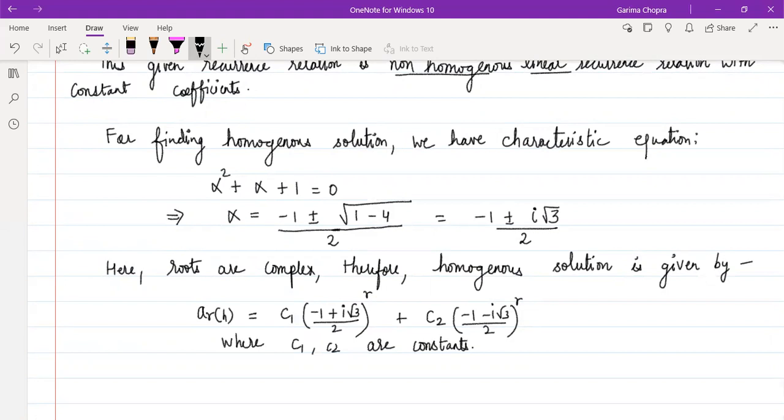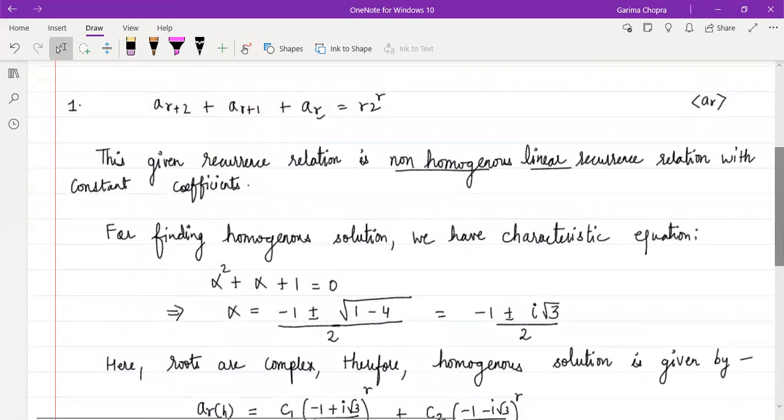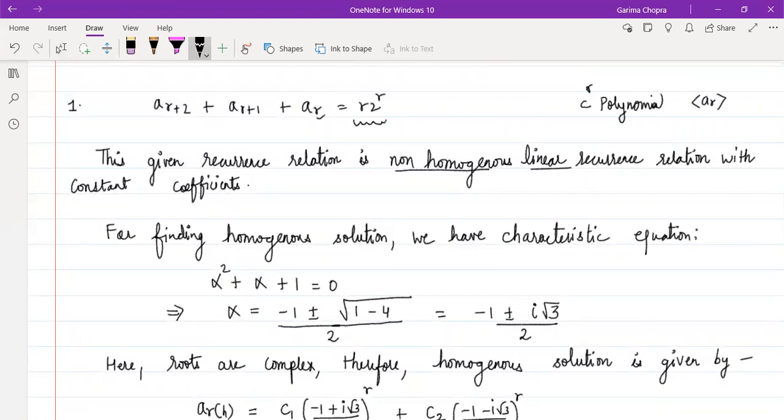Now let us move ahead to finding the particular solution. For this, let us see the right hand side, which is r times 2 raised to power r. So the form of the right hand side is c^r times some polynomial. If we compare with this form, here c is 2 and the polynomial is r, which is of degree 1.